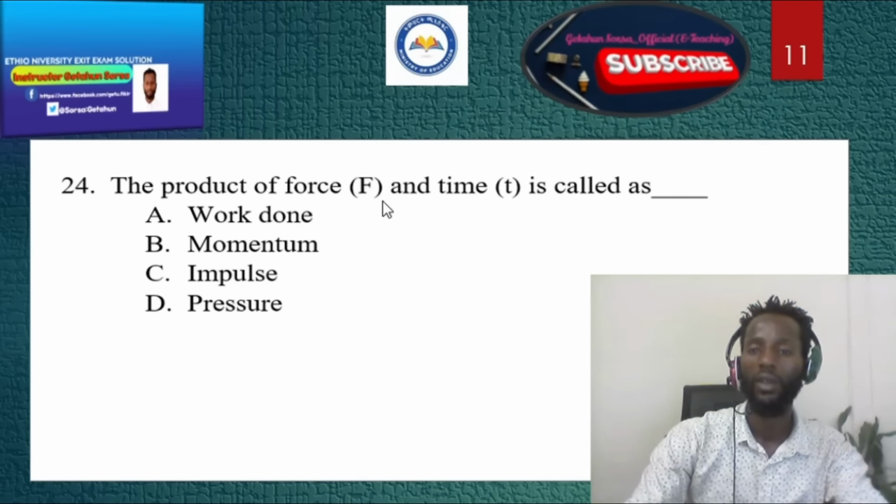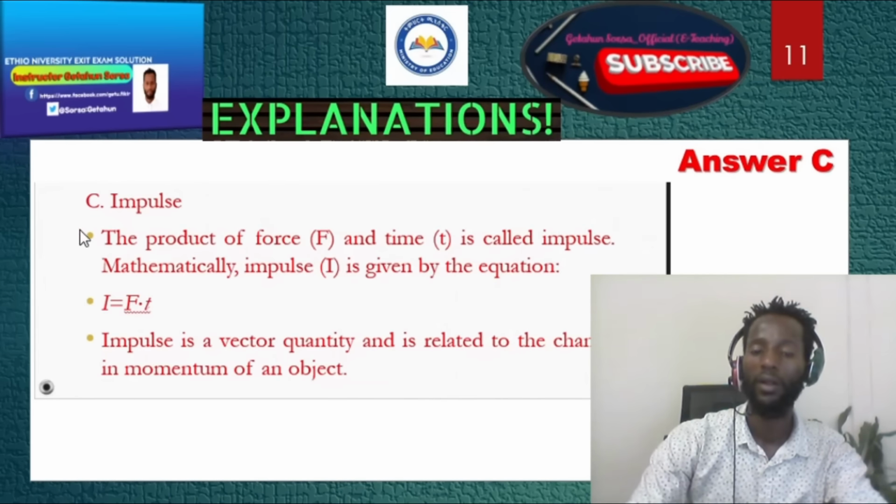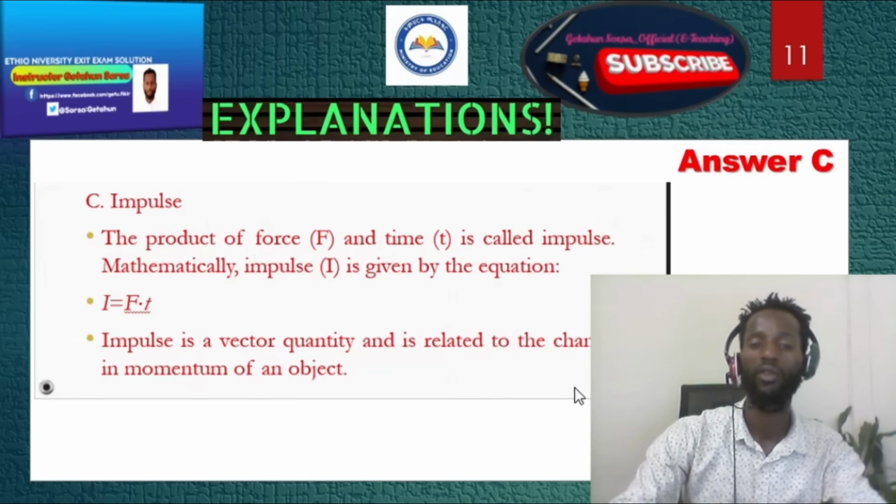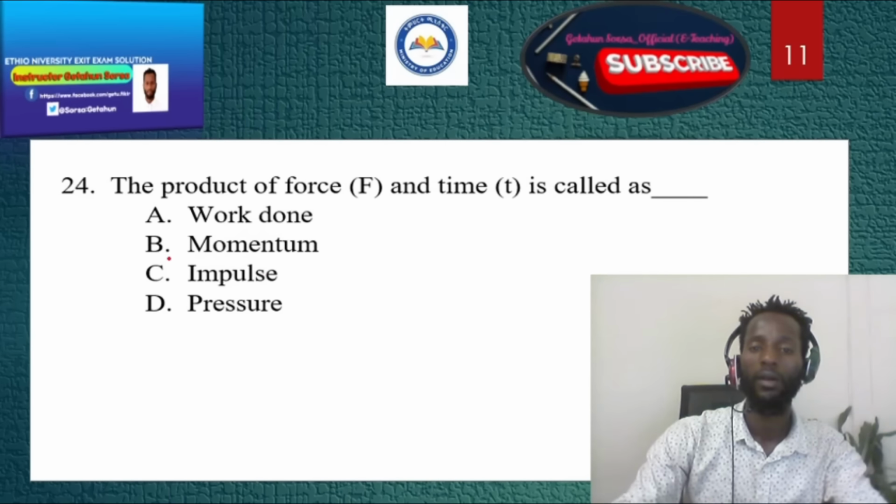Let's move to the next question. The product of force F and time T is called: A, work done, B, momentum, C, impulse, D, pressure. The correct answer is impulse. Impulse is the product of force and time, calculated mathematically as I equals F times T. It is also a vector quantity, and it is related to the change in momentum of an object. So the correct answer is impulse.